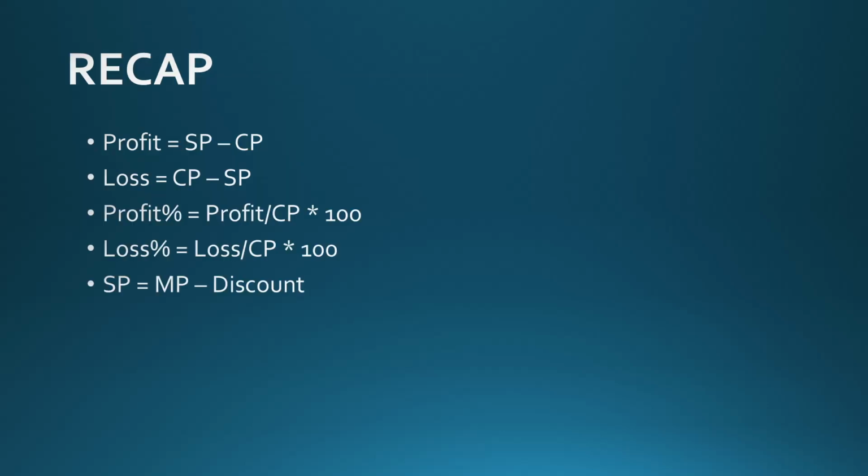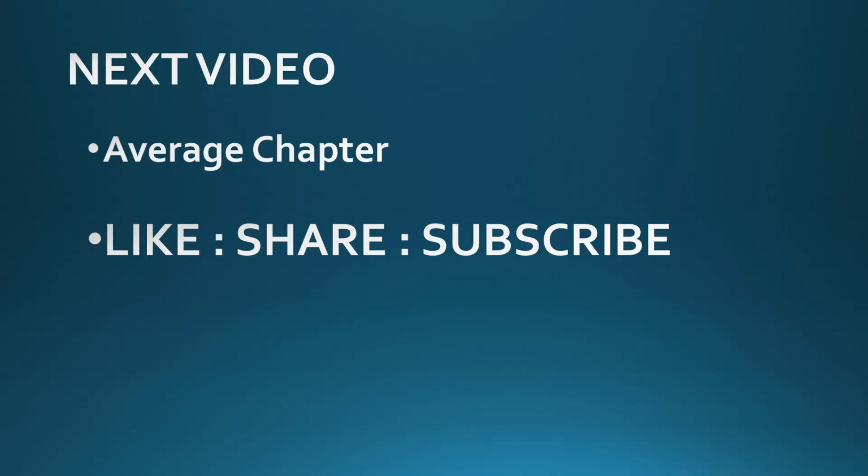Now let's quickly recap what we learned in this video. Profit equal to selling price minus cost price, loss equal to cost price minus selling price, profit percentage equal to profit by cost price into 100, loss percentage equal to loss by cost price into 100, selling price equal to marked price minus discount. If you understood this chapter, then like the video and subscribe to the channel.